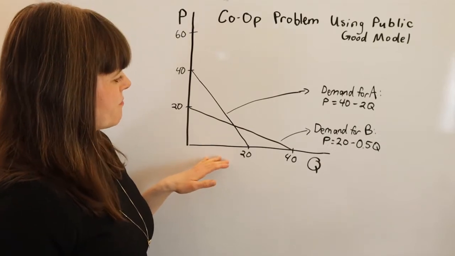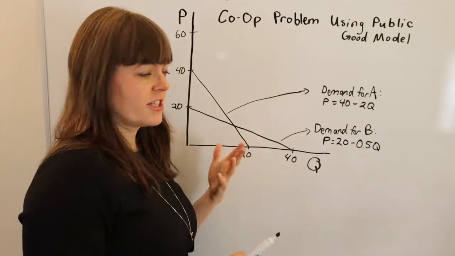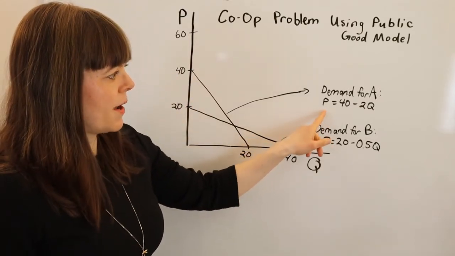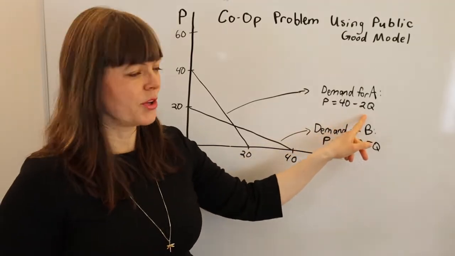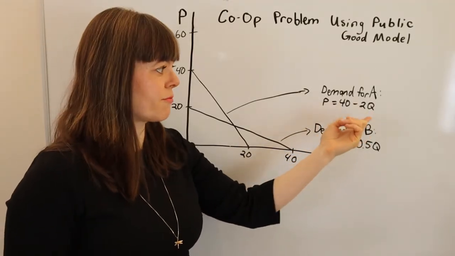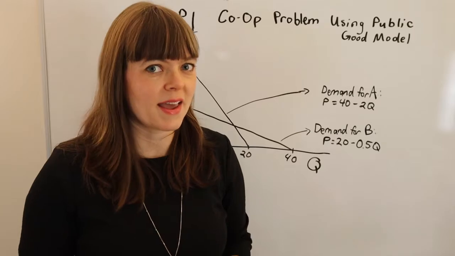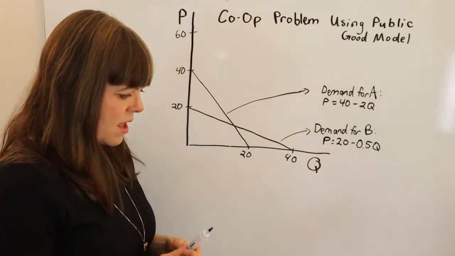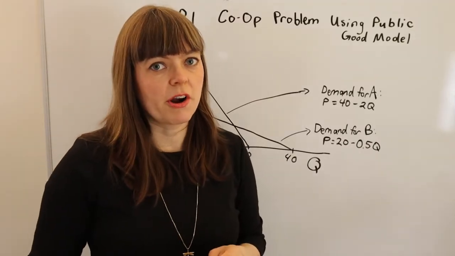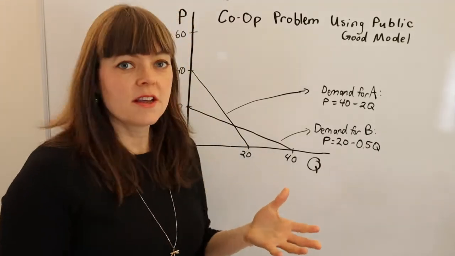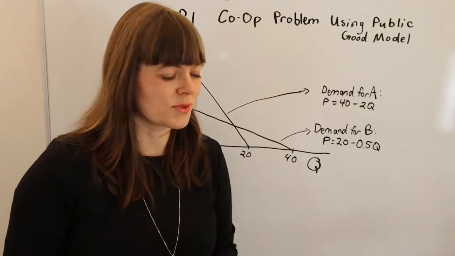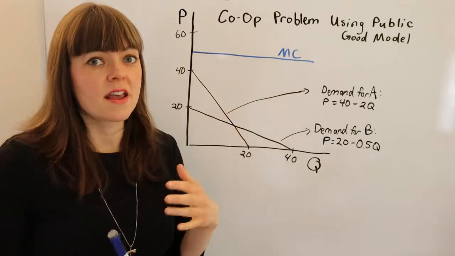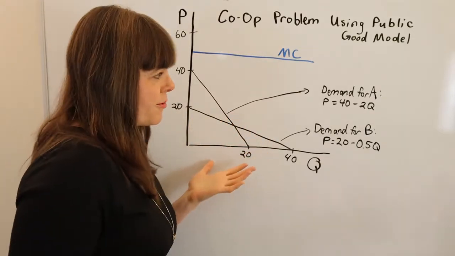And we can see the demand curve for each of these firms is different. We have a demand curve for firm A that's P equals 40 minus 2Q. Q is, of course, number of modules, and P is the price you would pay for those modules. And we have a demand curve for firm B. And we might imagine a situation where it costs $50 to create one of these modules. So we have a marginal cost of $50, and at that price, neither firm can afford this.